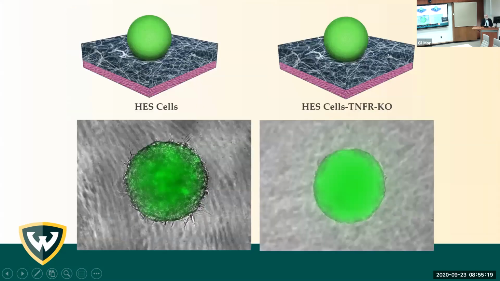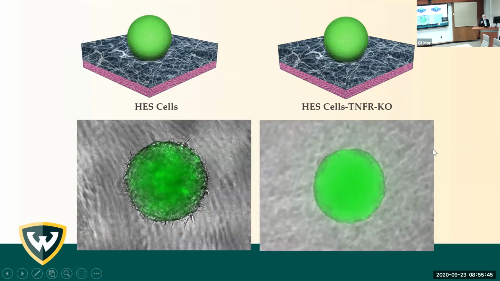This only will happen when you have the stroma cells. If we put epithelial cells at the bottom, they don't move. If we put now stroma cells with the TNF-alpha receptor knocked out, so stroma cells without the TNF-alpha receptor, they also don't move.